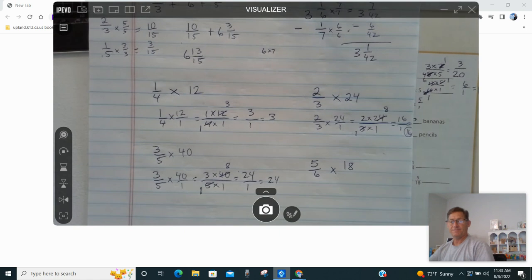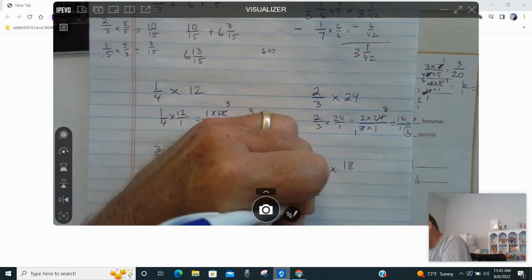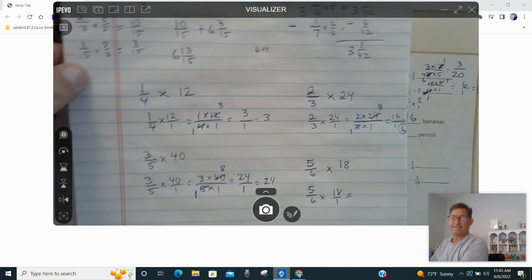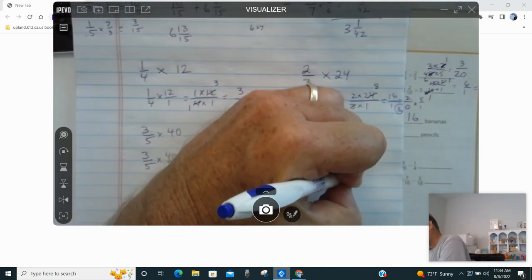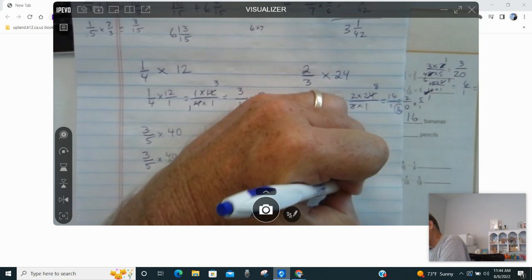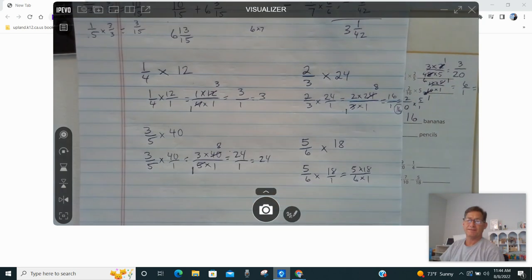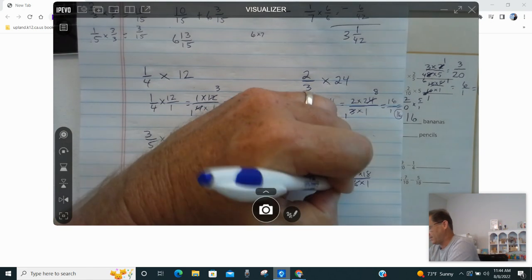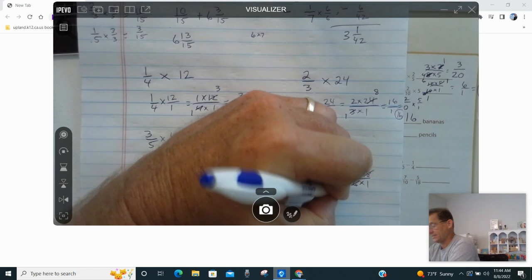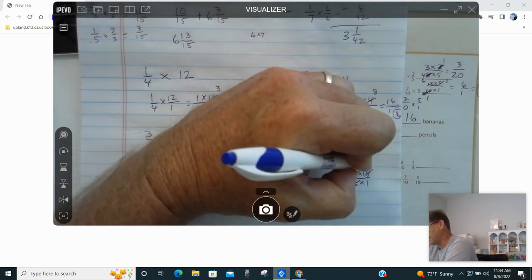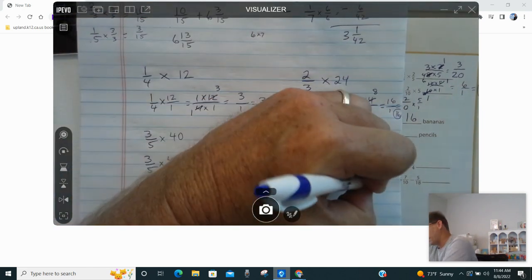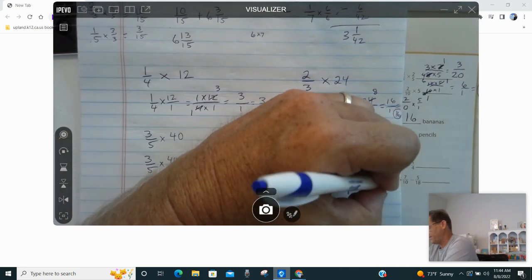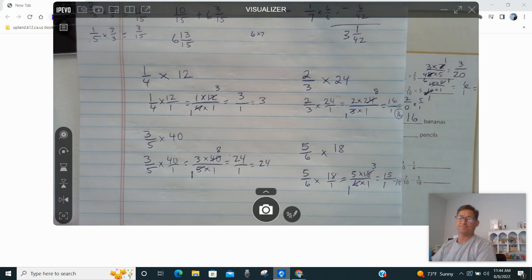So we're going to write 5/6 times 18. We'll rewrite that as 5/6 times 18 over 1. Rewrite that so we're multiplying the numerators over the denominators. 6 is a factor of 18. So 6 divided by 6 is 1. 18 divided by 6 is 3. 5 times 3 is 15. 1 times 1 is 1. So 15 firsts is 15.